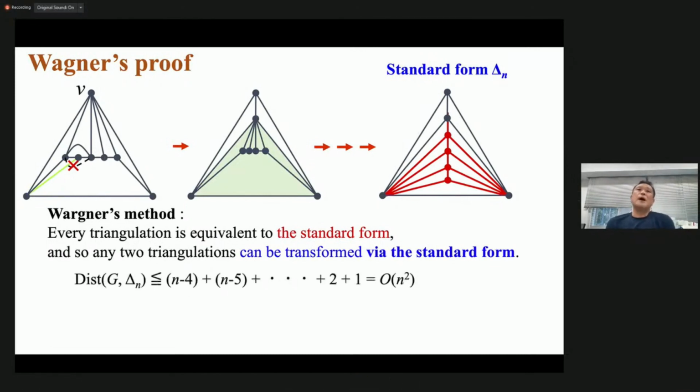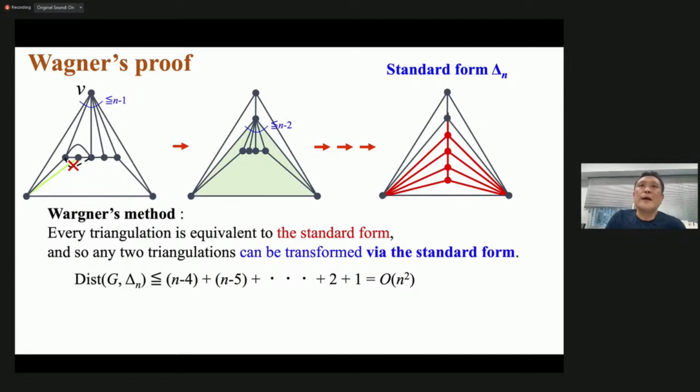Using Wagner's algorithm, let's estimate the flip distance of G and Delta n. From the leftmost one to the next one, we had at most n-1 edges here, and in this triangulation, this vertex has degree 3. The difference is n-4. So we needed at most n-4 flips from this one to this.